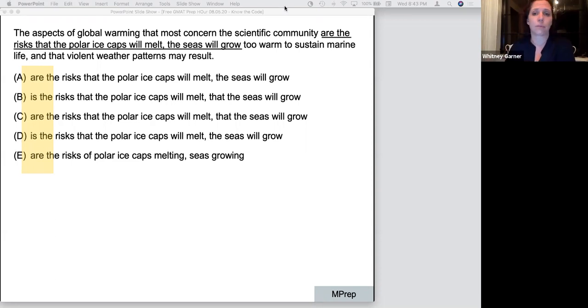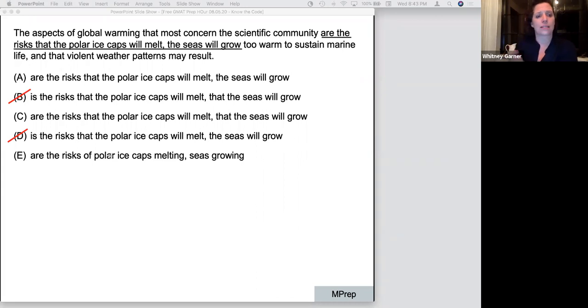Right? In this case, the question is asking the aspects of the global warming that most concern the scientific community are plural, because there are more than one aspect. I'm going to then write the answer choices A, B, C, D, E on my page, and I will physically draw a line through B and D. If you are not using process of elimination, put that on your flashcard.